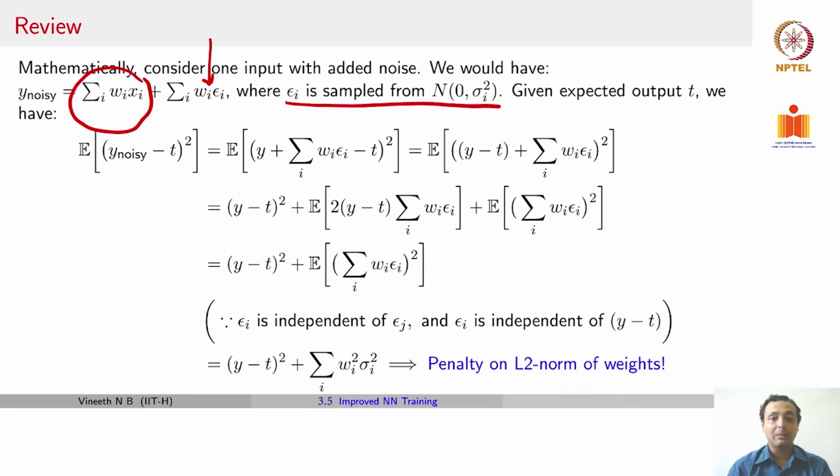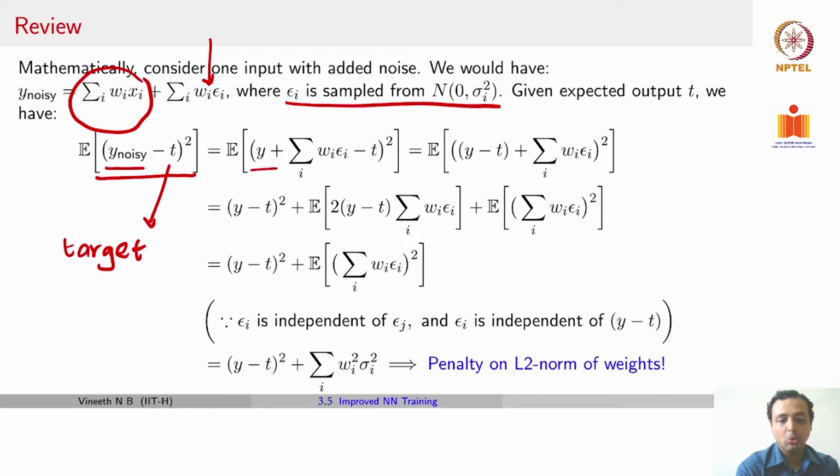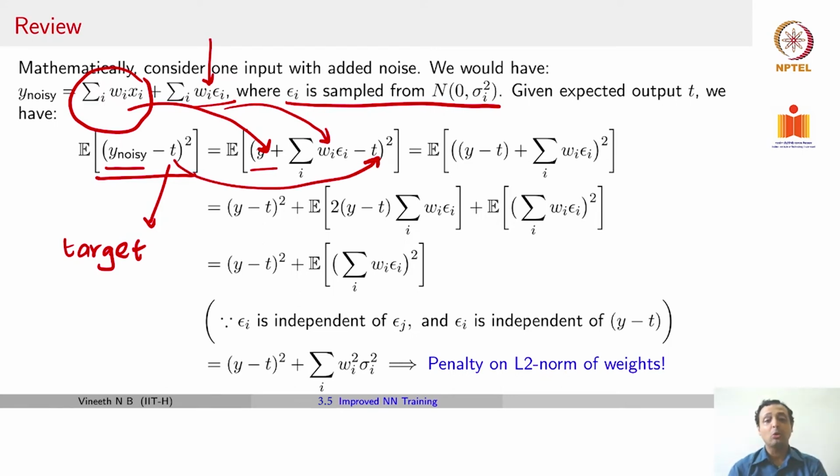Now let's look at what happens to the mean squared error. Your new expected mean square error is going to be expectation of (Y noisy minus T) whole square, where T is your ground truth or target, the correct value. Let's expand it out. We know that Y noisy is given by what was originally Y plus the additional summation over i of Wi epsilon i term, and then you have the minus T square.